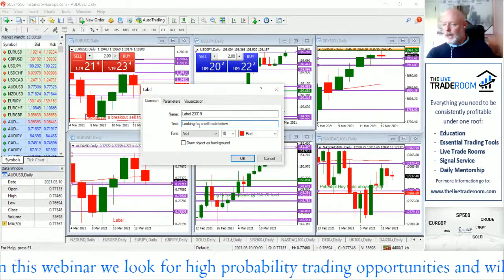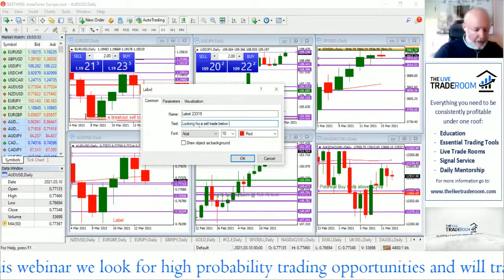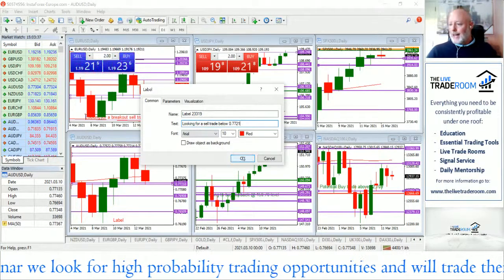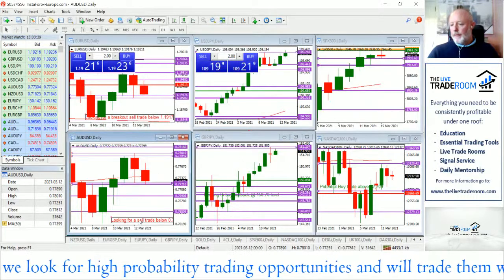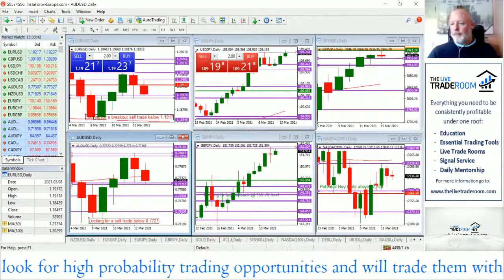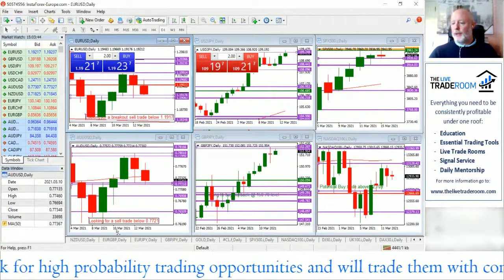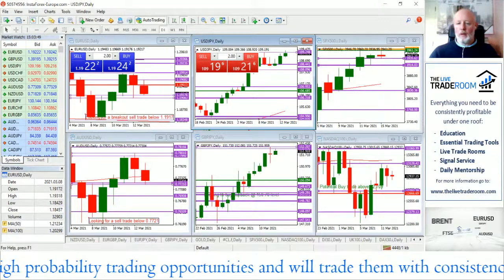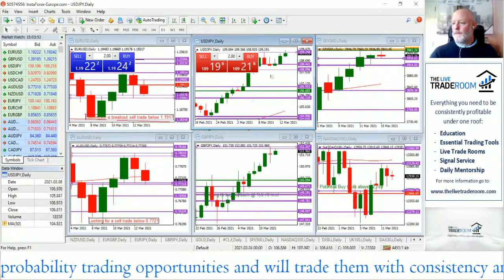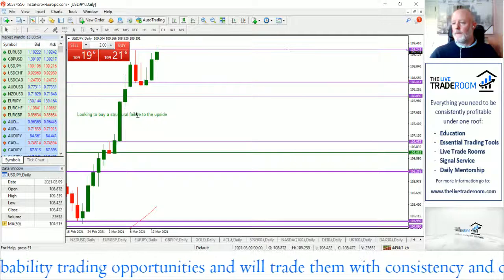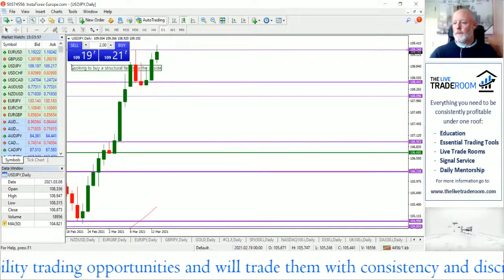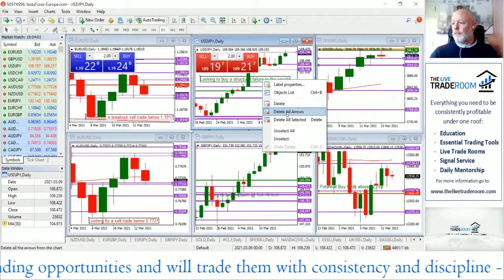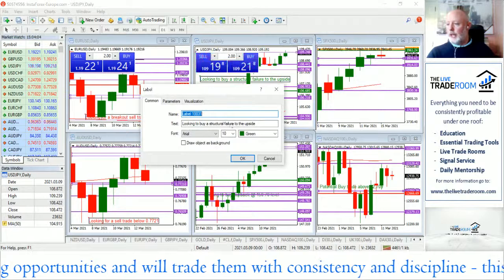So we're looking for a sell trade, but it will be below that 77.21. We're looking to sell, so it can be in a nice red color there, just at the bottom of the screen. So we're looking for a sell trade in the euro dollar, sell trade in the Aussie dollar. So just edit this.